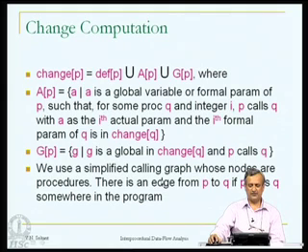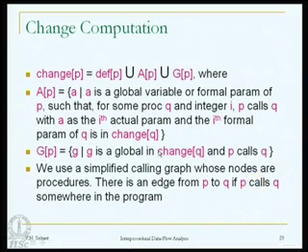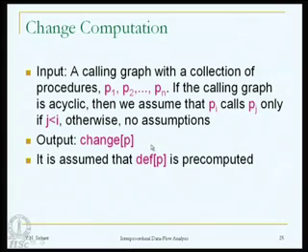So, we use a simplified calling graph whose nodes are procedures. We do not have call sites as nodes. There is an edge from P to Q if P calls Q somewhere in the program. So, we do not have any node for the call site. Okay. So, all these are merged. If there is some call from P to Q, we just say there is an arc from P to Q.